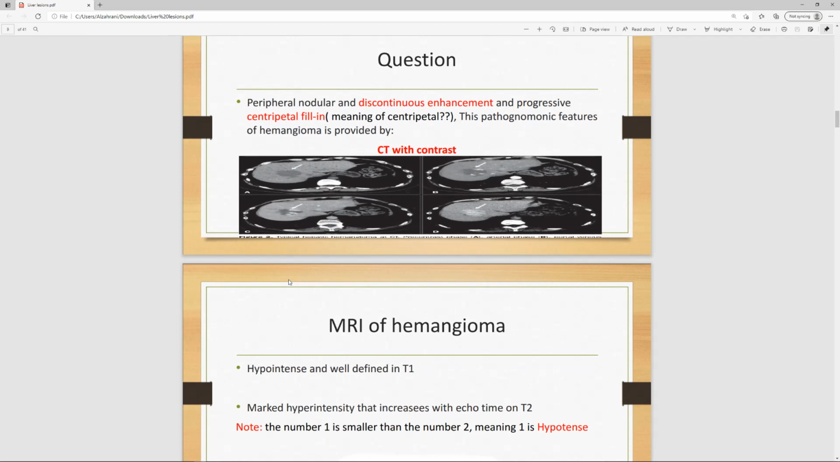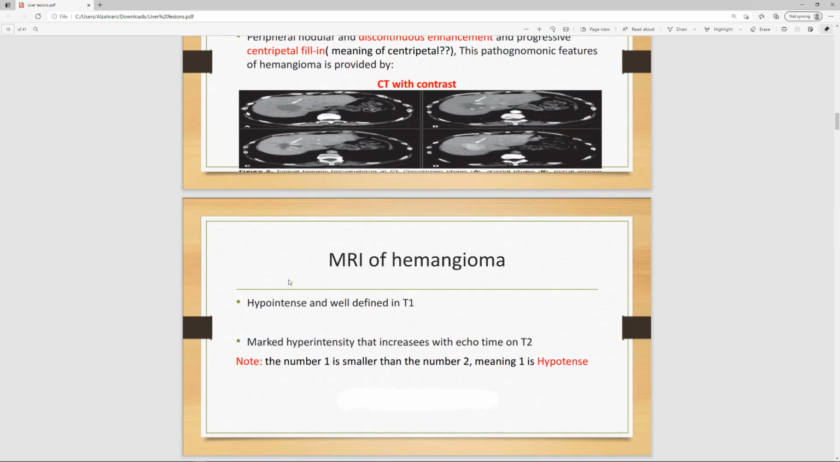Okay, now we will talk about MRI of hemangioma. We have hypointense and we have hyperintense. In hypointense, it is well defined in T1, and hyperintensity that increases with echo time on T2.